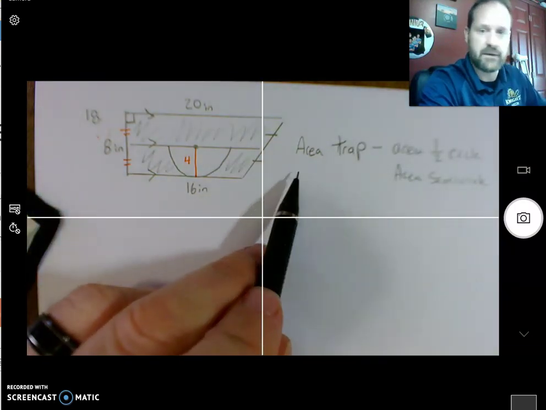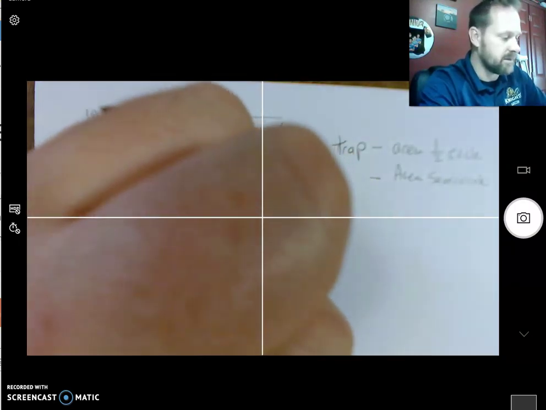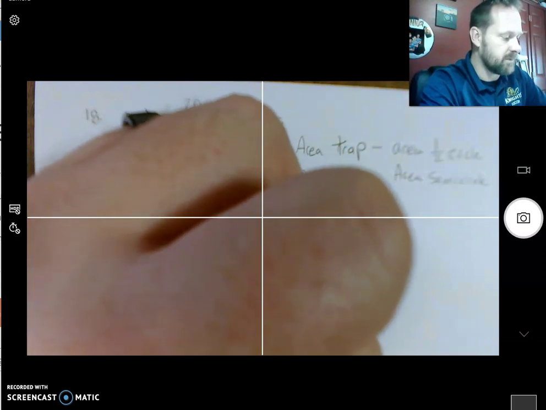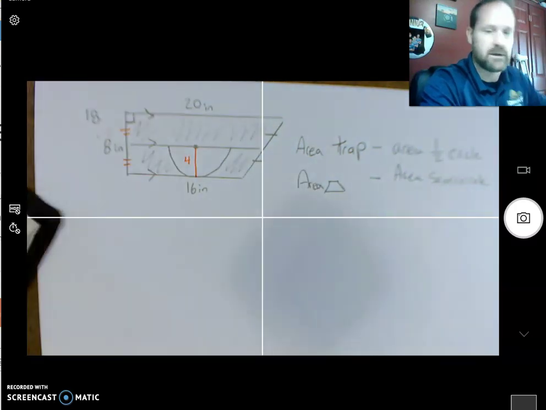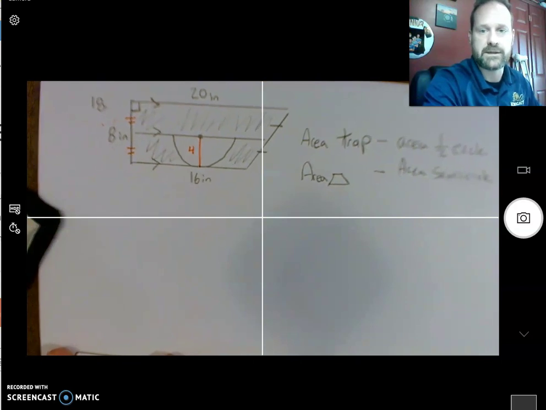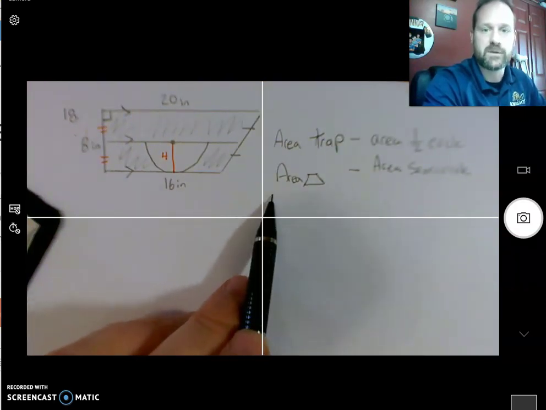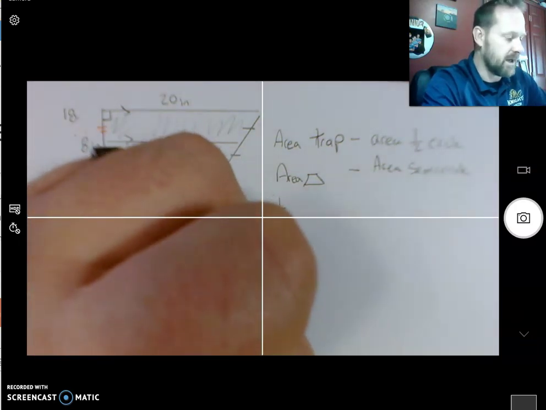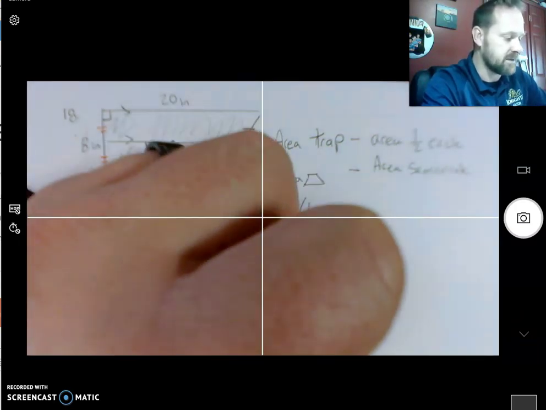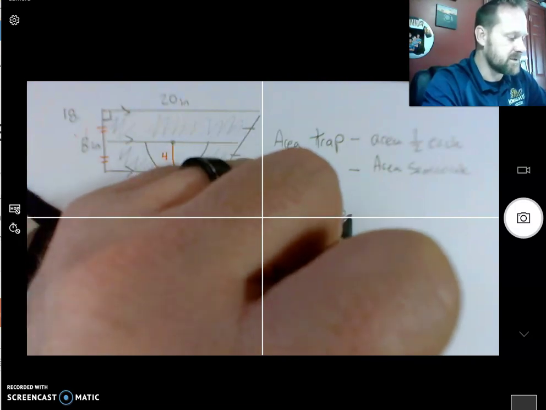Okay, so area of the trapezoid, area of trap. And if you want to draw a picture, you could do that too. And it could be like area of trap minus area of semicircle. You could draw a picture of a semicircle instead of writing the words out. Okay, so what's the formula for a trapezoid? 1/2 height times base 1 plus base 2.